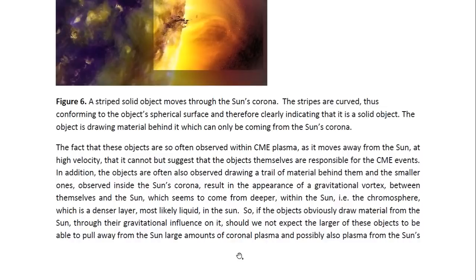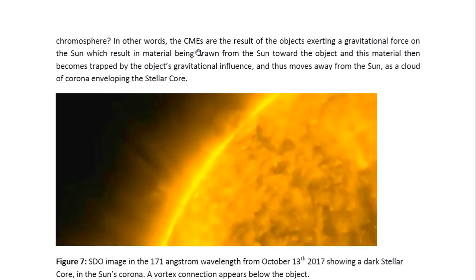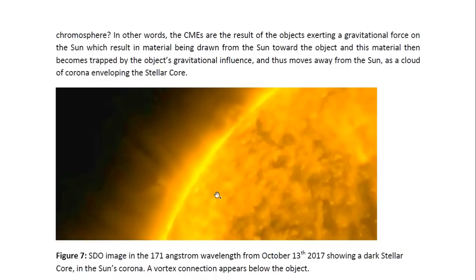So if the objects obviously draw material from the sun through their gravitational influence on it, should we not expect the larger of these objects to be able to pull away from the sun large amounts of coronal plasma, and possibly also plasma from the sun's chromosphere? In other words, the CMEs seem to be the result of the objects exerting a gravitational force on the sun, which results in material being drawn from the sun toward the objects, and this material then becoming trapped by the object's gravitational influence and thus moving away from the sun as a cloud of corona enveloping the stellar core.